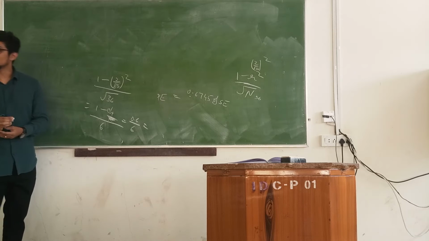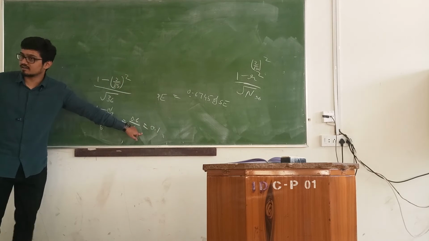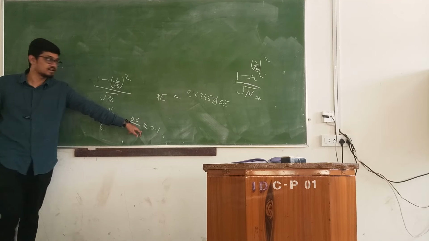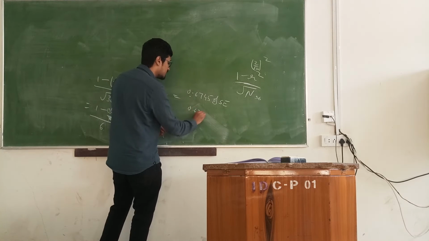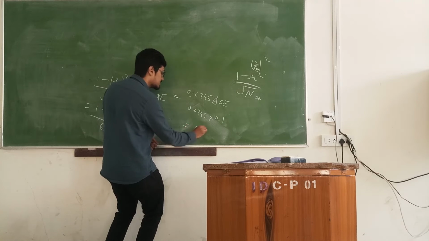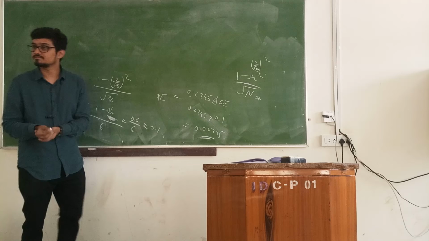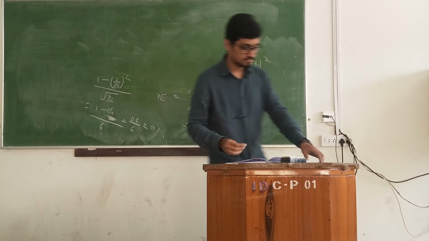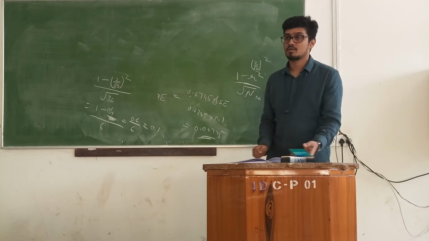Can someone tell me the answer? 0.1. Now this is your standard error. This is not your answer. They are asking for the probable error. Probable error is 0.6745 into the standard error 0.1, which is 0.06745. This is your answer.